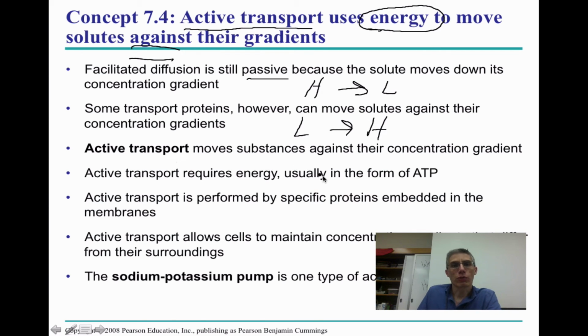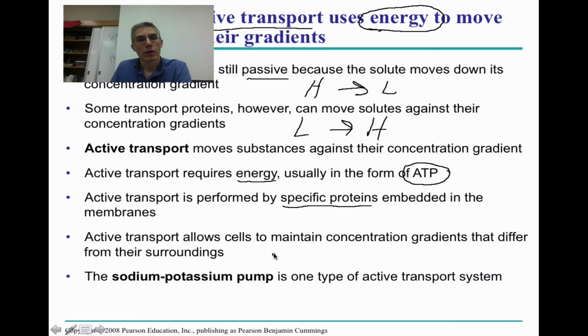Now, active transport, again, as we said, is going to move these substances across their gradient. Active transport is going to require energy, and most of the time that energy is going to be in the form of ATP. Active transport is performed by specific proteins, again, embedded within the membrane. Active transport allows cells to maintain a concentration gradient that is a little bit different from their surroundings. One special type of active transport system is called the sodium-potassium pump, and that's one we're going to look at in the next slide.